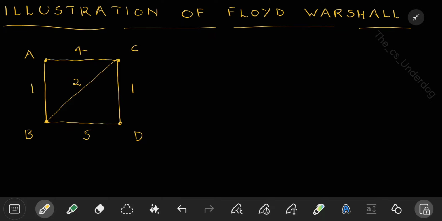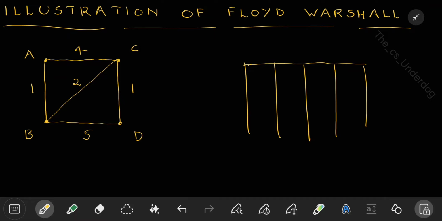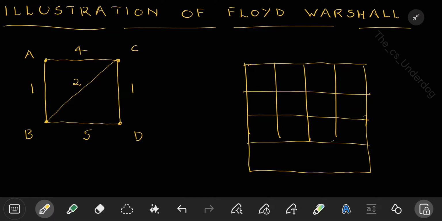First thing is, we have to construct the distance matrix. What will be the size of my distance matrix? We learned that distance matrix should be of size V cross V. Here V is 4 because I am having 4 vertices in the graph. So V cross V will be a 4 by 4 matrix. This is the matrix that I am going to update.